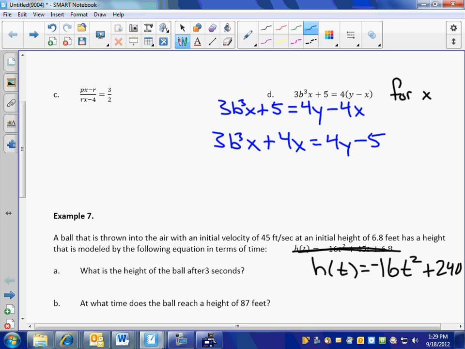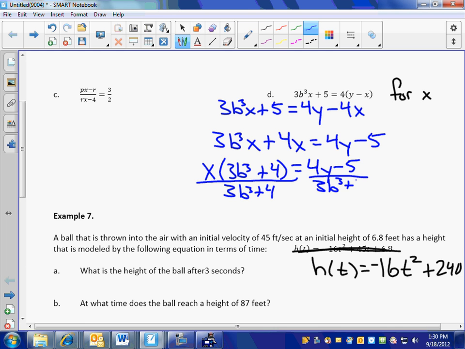Who remembers the special thing that I do now? Take out the x. Thank you, Andy. 3b to the third plus 4 equals 4y minus 5. Very good. And my last step is to now divide off the 3b to the third plus 4. And we get x is equal to 4y minus 5 divided by 3b to the third plus 4. Any questions?